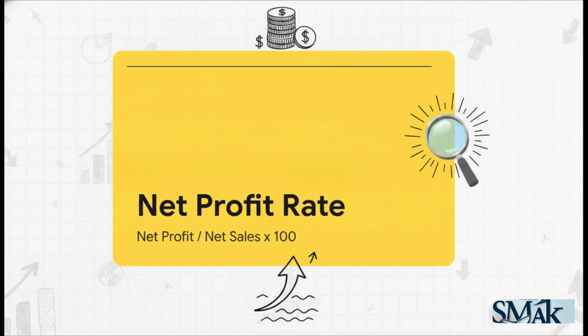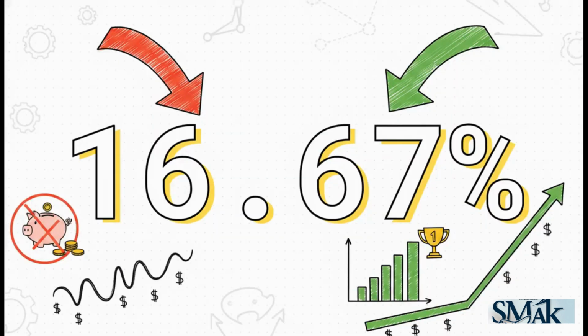Finally, we reach the ultimate income statement metric, the net profit rate. This is the final layer of the onion. We place our final 100,000 net profit over our 600,000 net sales and multiply by 100. This gives us 16.67%. And I really cannot emphasize enough just how crucial this number is. This is your final take-home profit margin after literally every single cost and operating expense has been paid.